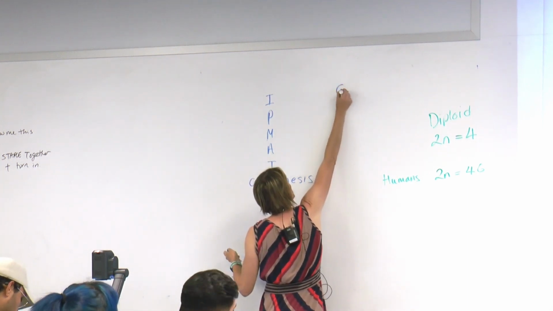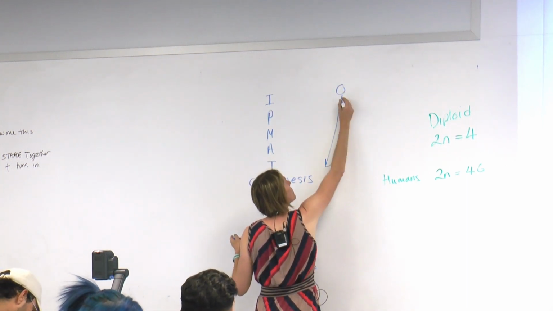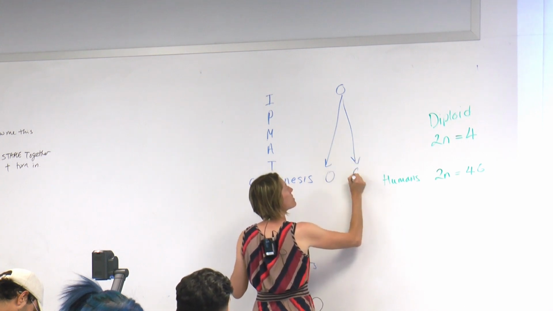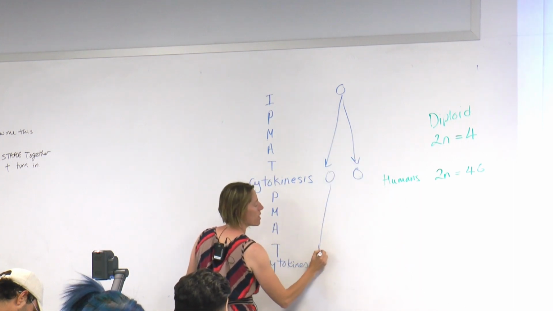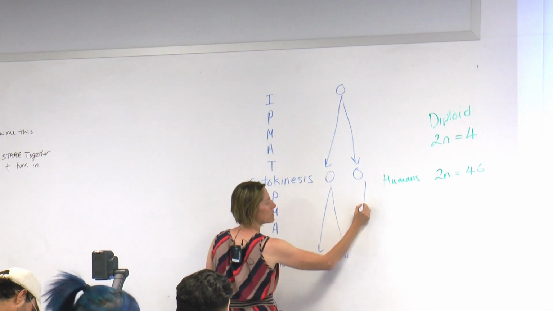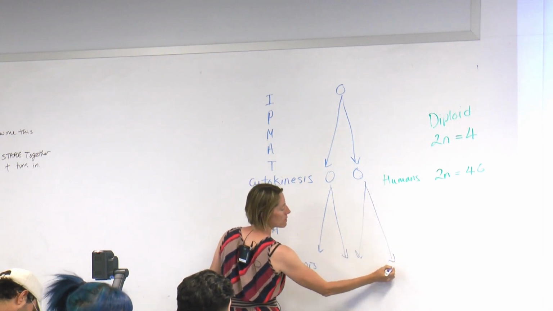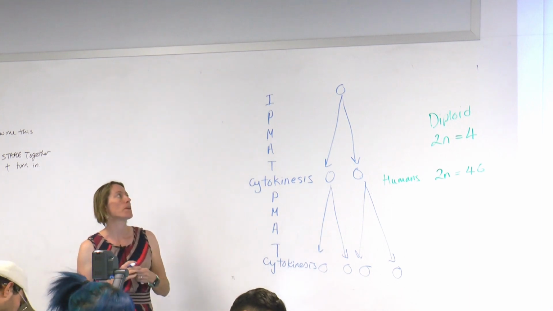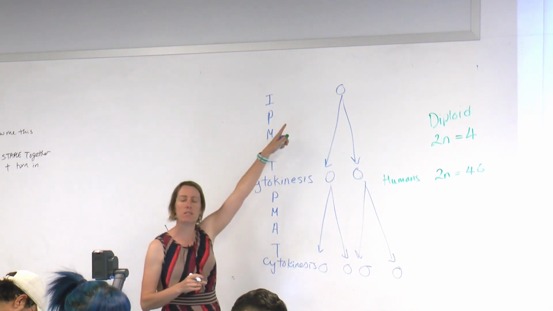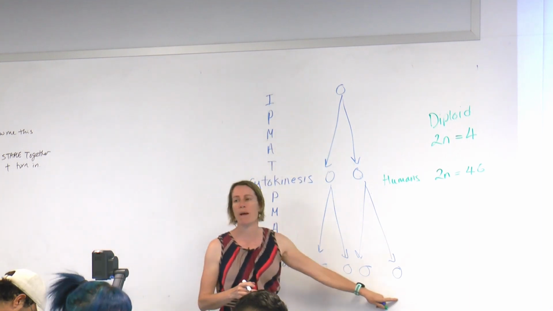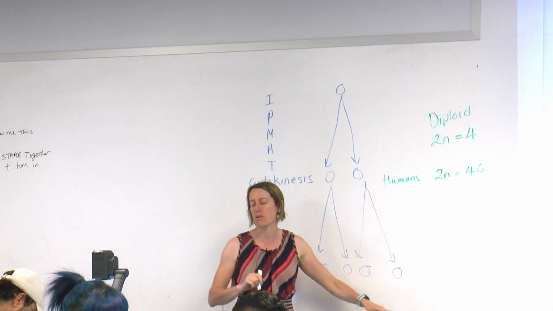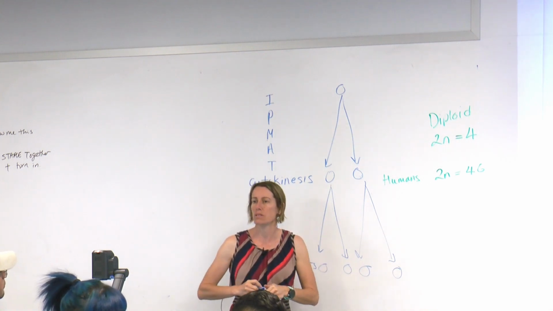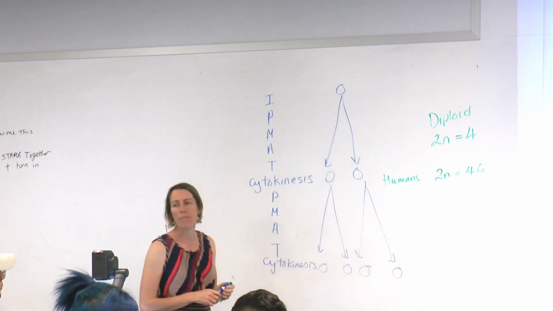So we go from one cell to two cells, and then we go from two cells to four cells. From one starting cell in the testicle, we can get four sperm out. One leads to four in this situation of making sperm.